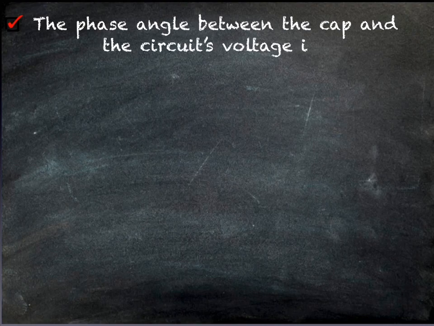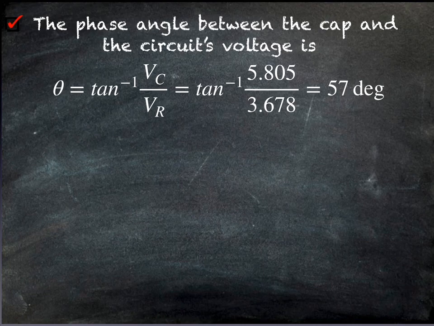Now we will compute the phase angle between the cap and the circuit's voltage. This computation stems directly from our previous measurements with the multimeter. The computation of the phase angle returns about 57 degrees. We can double check that with our real scope.